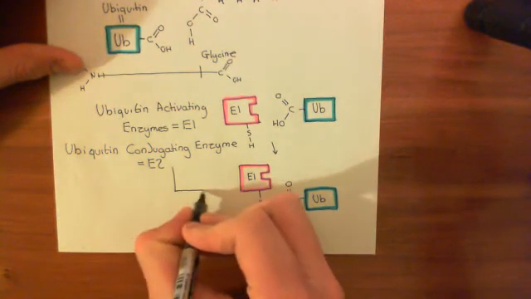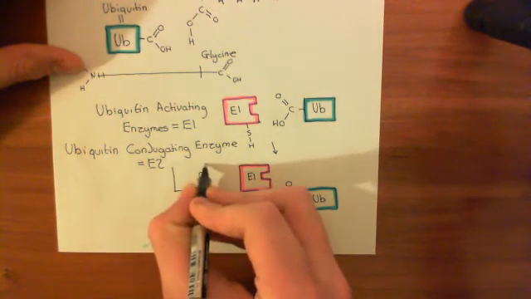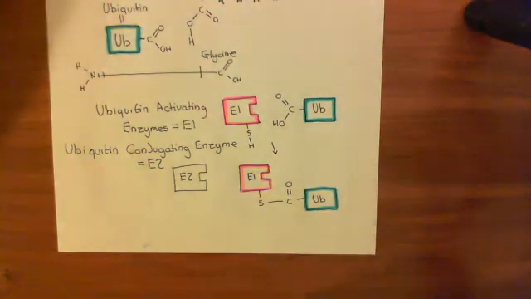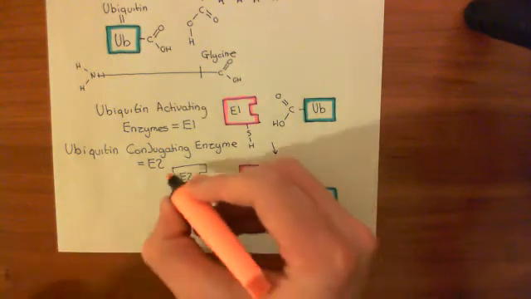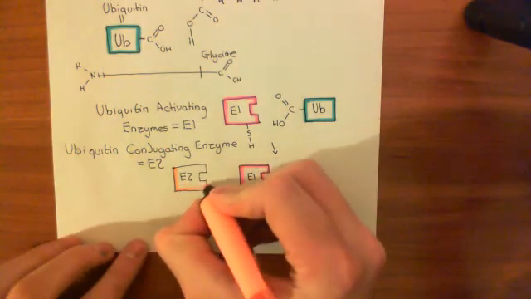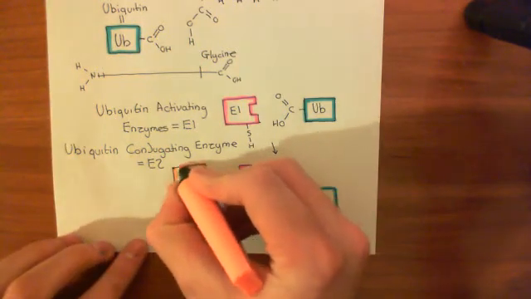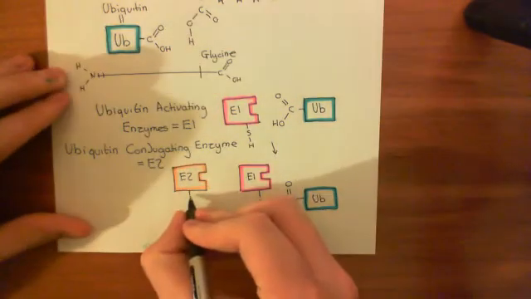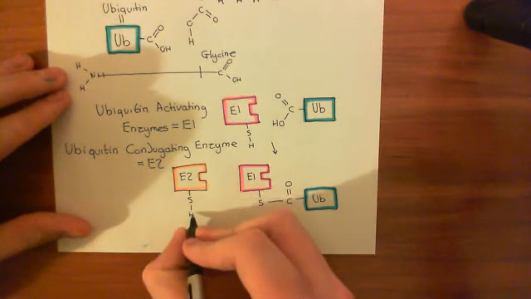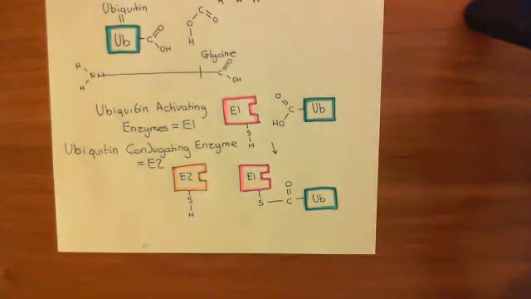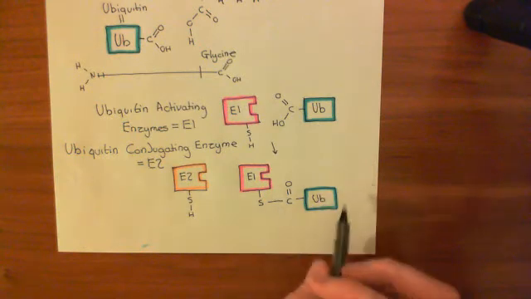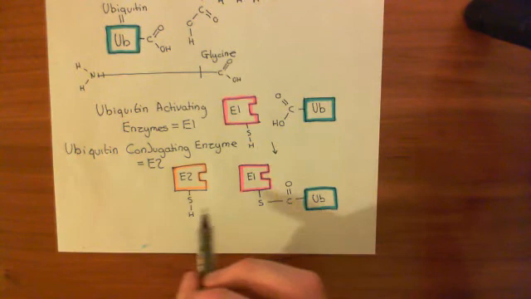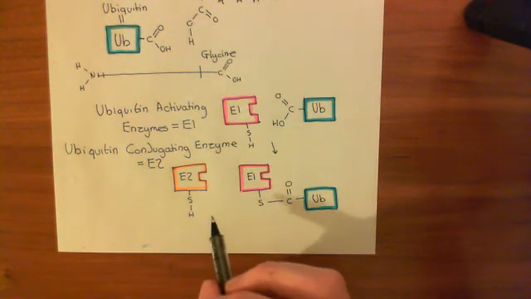So we will draw this E2 enzyme here, and I think we'll colour it in orange. So this is an E2 enzyme, or a ubiquitin conjugating enzyme. And basically, this E2 enzyme also has a thiol group. So here's its thiol group. And what's going to happen, basically, is that this ubiquitin that is currently bound to our E1 enzyme is going to be transferred onto our E2 enzyme.